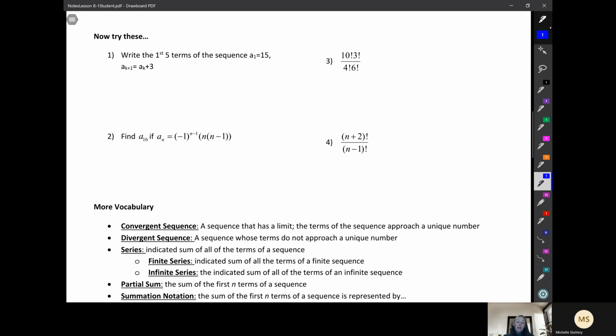Okay. All right, so for the first one, when you're writing the first 5 terms of this sequence, we have a sub 1 is 15. Okay, so there's our first term. All right, so we have 15.